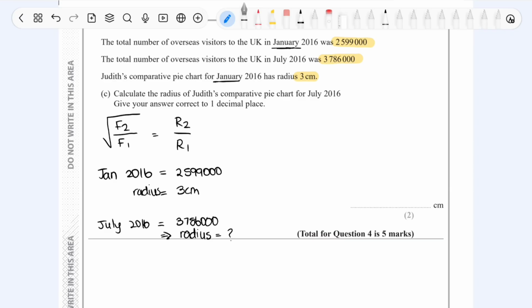You can go with whatever you like, but the general thing I go for is to assign R1 and F1 to the one that you have information for both parts, which is here, January 2016. We have information for the radius and information for the frequency, so I can assign these the values of F1 and R1. You don't have to do this, but it makes it much easier in my opinion. So therefore, for July 2016, it would be R2, and for July 2016, the frequency would be F2. Now, using this formula, we just have to plug and go from here.